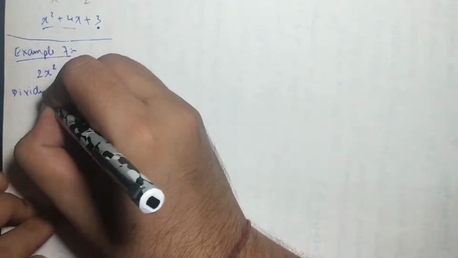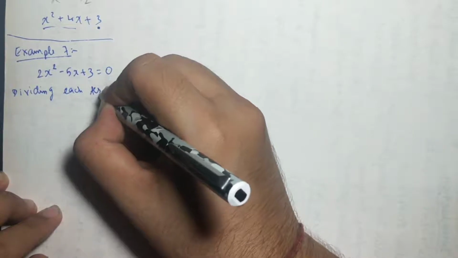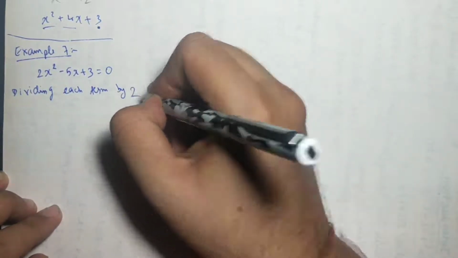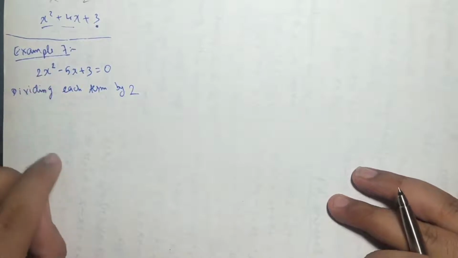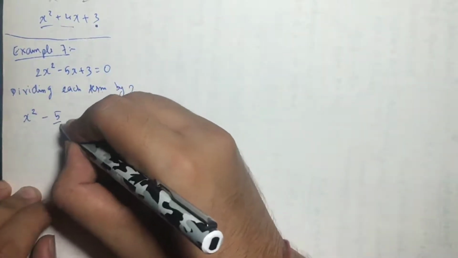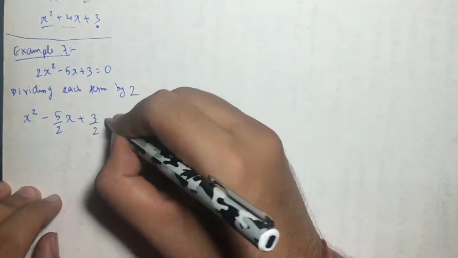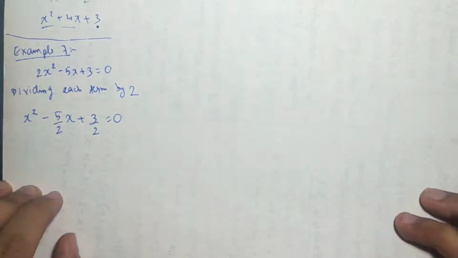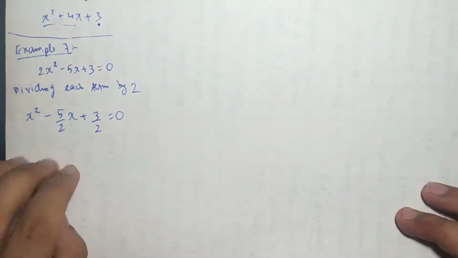Dividing each term by 2. Why am I dividing by 2? Because the coefficient of x square is 2. So this will convert to x square minus 5 by 2x plus 3 by 2 equals to 0. This is the first step.